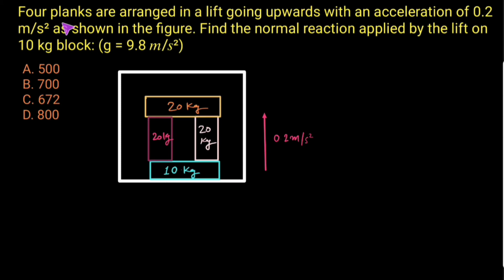And the question is, 4 planks are arranged in a lift which is going upward with an acceleration equal to 0.2 meter per second square as shown in the figure. We are asked to find the normal reaction applied by the lift on the 10 kg block. The value of g can be taken as 9.8 meter per second square.